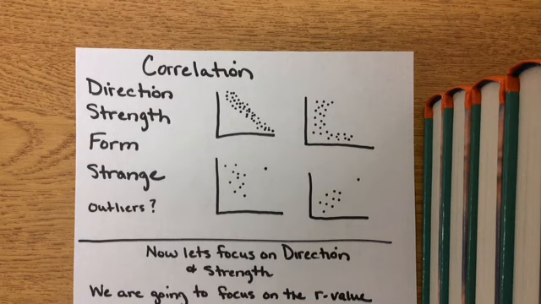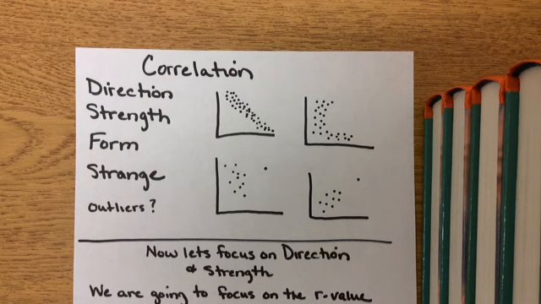Hello there. Today we're going to look at correlation. Now, correlation is a term that seems to be thrown around a lot and is often used incorrectly. Correlation is a measure of strength. It's only a measure of strength from two quantitative variables.